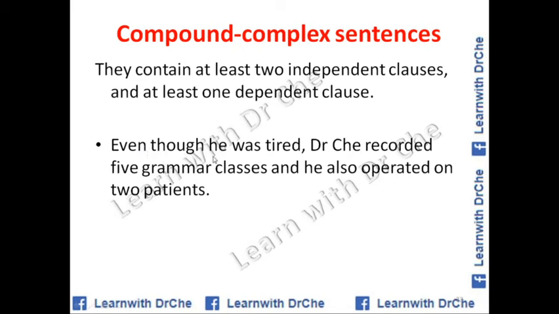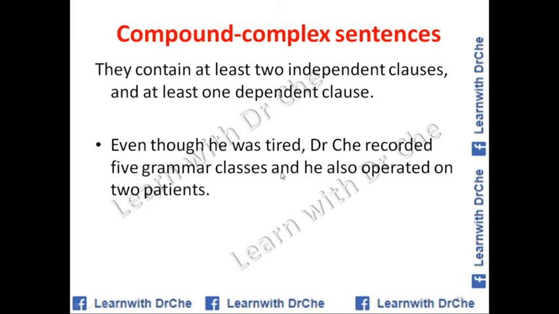Even though he was tired, Dr. Che recorded 5 grammar classes, and he also operated on 2 patients. If you remove this after classes, it will remove all of this, then it is a complex sentence. That is, even though he was tired, this is a dependent clause, and the second one, Dr. Che recorded 5 grammar classes, this is an independent clause. These are joined with even though, and this is a complex sentence.